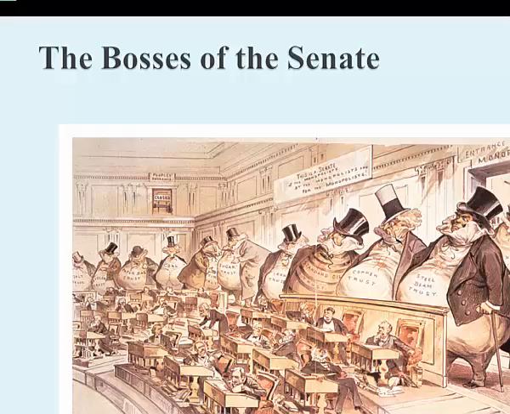I like this cartoon. You got the fat cat sitting in the back, and you got the legislators down there that don't really amount to a hill of beans. Reminds me of the elephant and the ant.